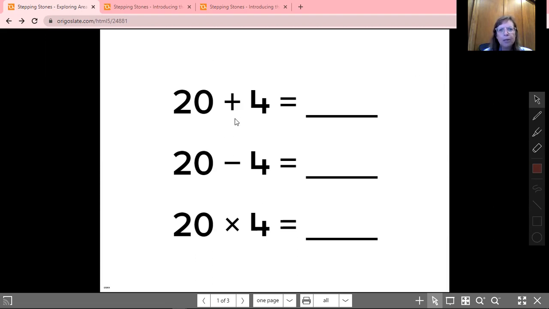So up until now, we know that this symbol here is how we represent addition, or adding two numbers together. This symbol here is how we represent subtraction, or taking one number away from the other. This symbol here is our multiplication symbol, which tells us to times those two numbers together. Okay, we've got 4 groups of 20 or 20 groups of 4. So we've got symbols that represent the main mathematical operations.